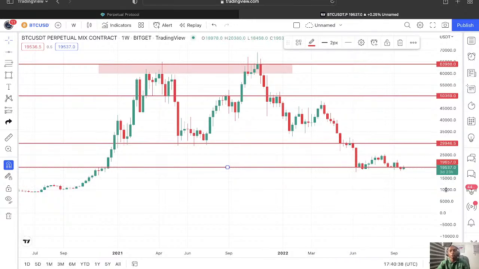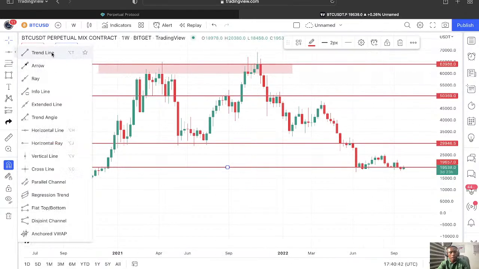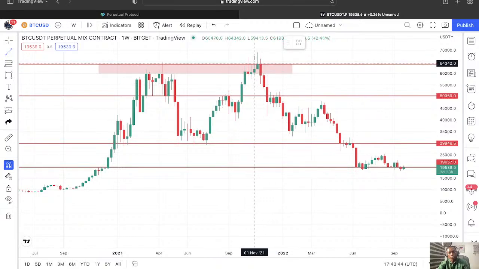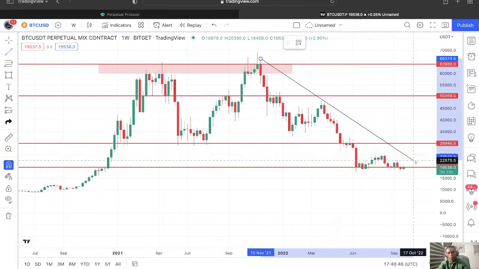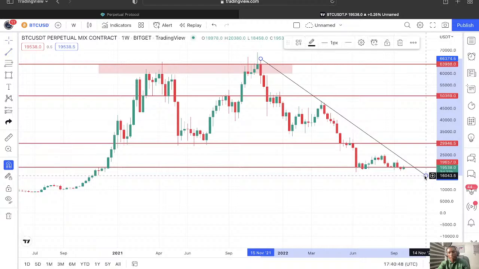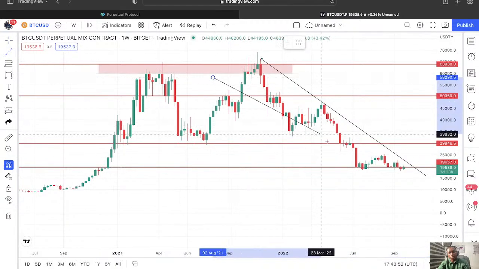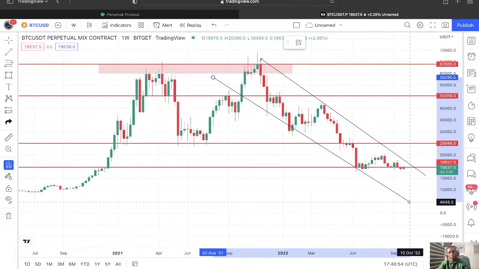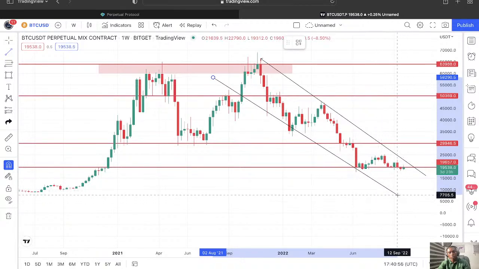So currently we can see that the market has been in a downtrend. Yeah. Okay. Market has been in a downtrend.